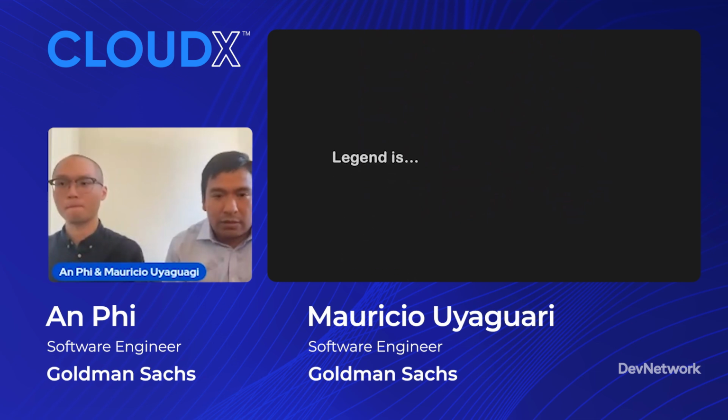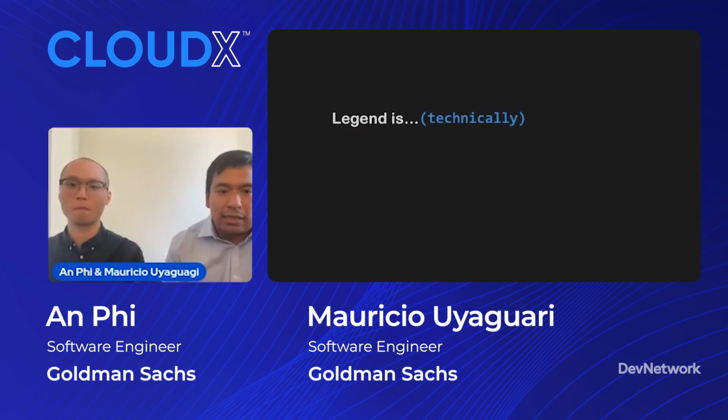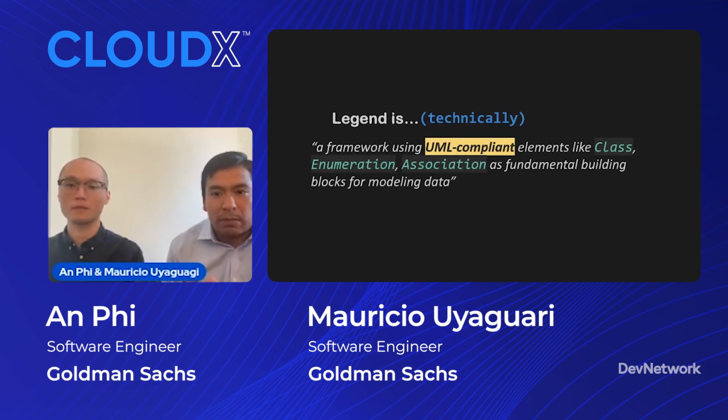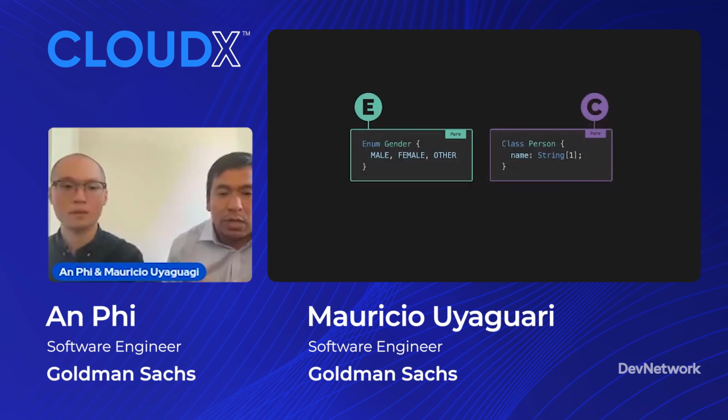So now, what is Legend? From a purely marketing point of view, Legend is a model-first data platform that allows querying data easily and efficiently while providing advanced lineage information. So that's kind of like the marketing tagline of Legend. But what is it more technically speaking, right? Technically speaking, Legend is a framework using UML compliant elements like class, enumerations, associations. We use these as fundamental building blocks for modeling data. So in Legend, we use a programming language that we built internally called Pure to express these fundamental building blocks. So here you can see how using Pure, we're able to model a gender enumeration and a person class.